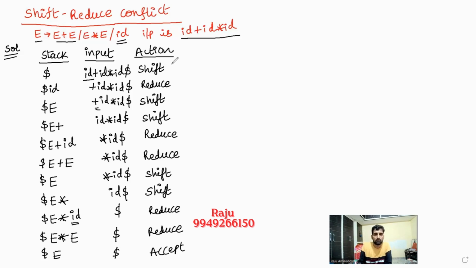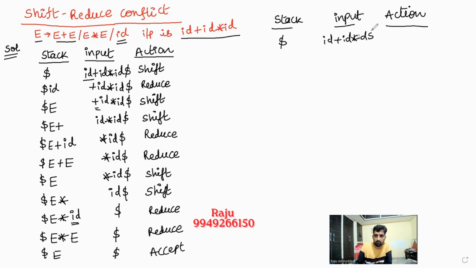Now I'm going to show one more variation here. So let me write here: stack, input, action. The first stack value is dollar, and the input value is ID plus ID into ID dollar.